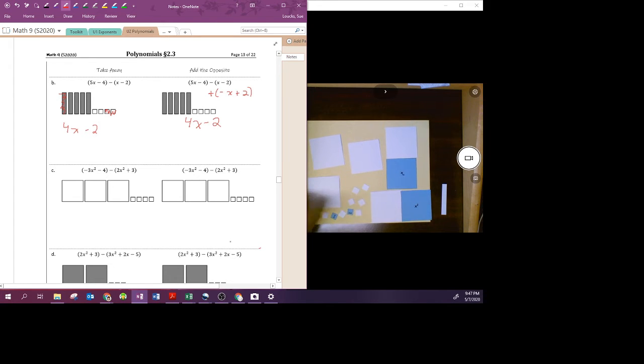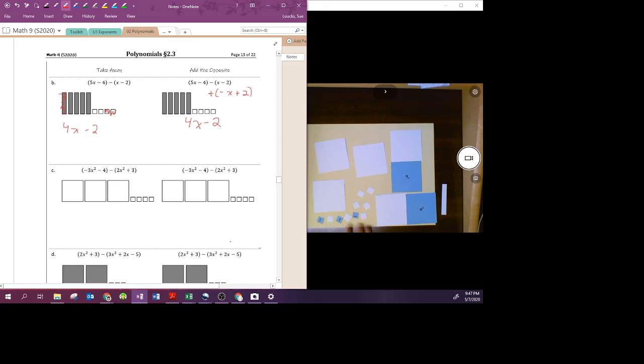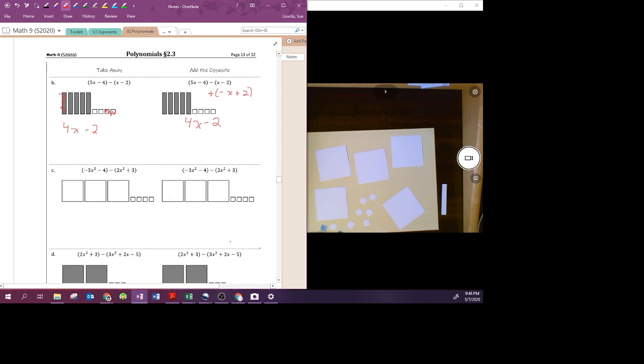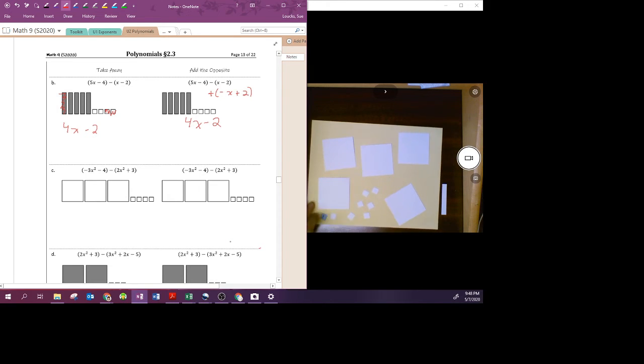So again, like I keep saying, all I've done is change the shape. I still have negative 3x squared minus 4. I haven't changed what I have. I've just made it look different. But now I can take away my 2x squareds, and I can take away my 3 ones. Okay? And I'm left with negative 5x squared minus 7.